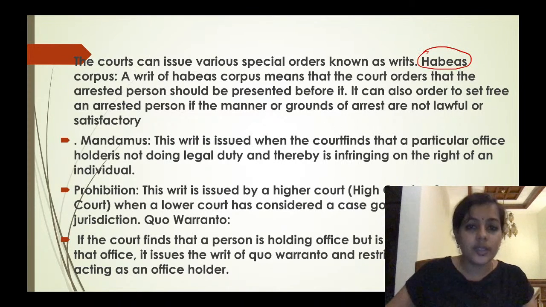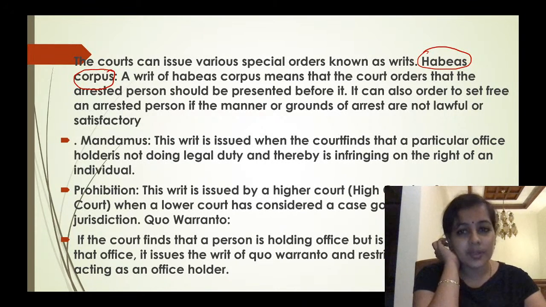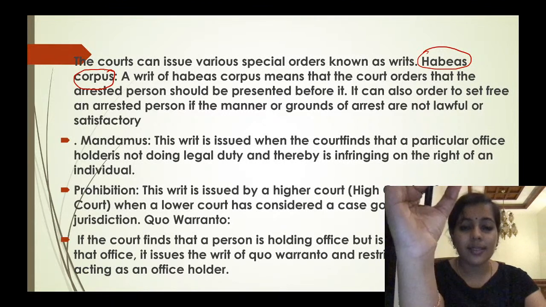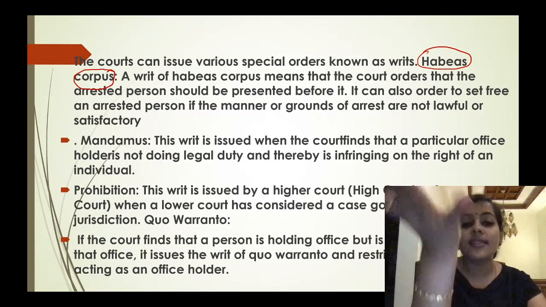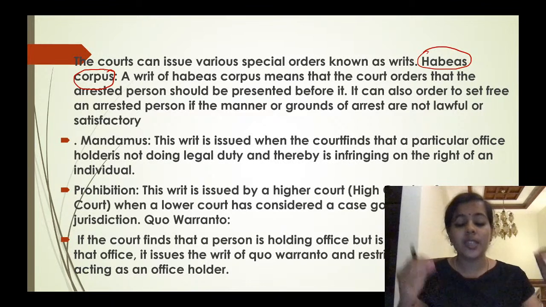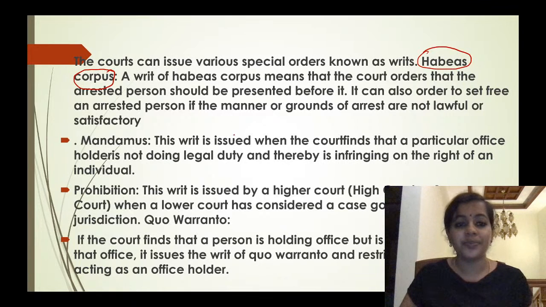You should know those words. Like what is the meaning of habeas corpus? Habeas corpus means if you are arresting a citizen, he should be presented before the court. If a person is arrested, then that person should be presented before the law. That is known as habeas corpus.